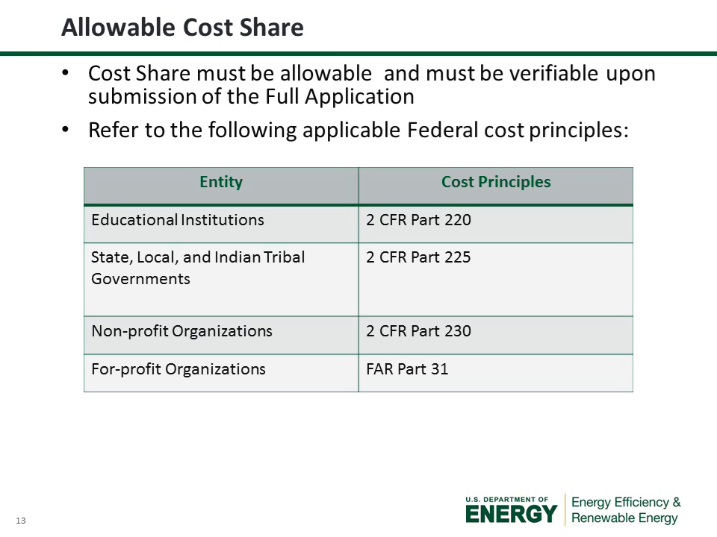So, allowable cost share. Cost share must be allowable and must be verifiable upon submission of the full application. You should refer to the following applicable federal cost principles depending on what type of entity you are. For educational institutions, the cost principles that apply to you are 2 CFR Part 220. State, local, and Indian tribal governments, it's 2 CFR Part 225. Nonprofit organizations, again 2 CFR but Part 230. And for-profit organizations, a different one, it's FAR Part 31.